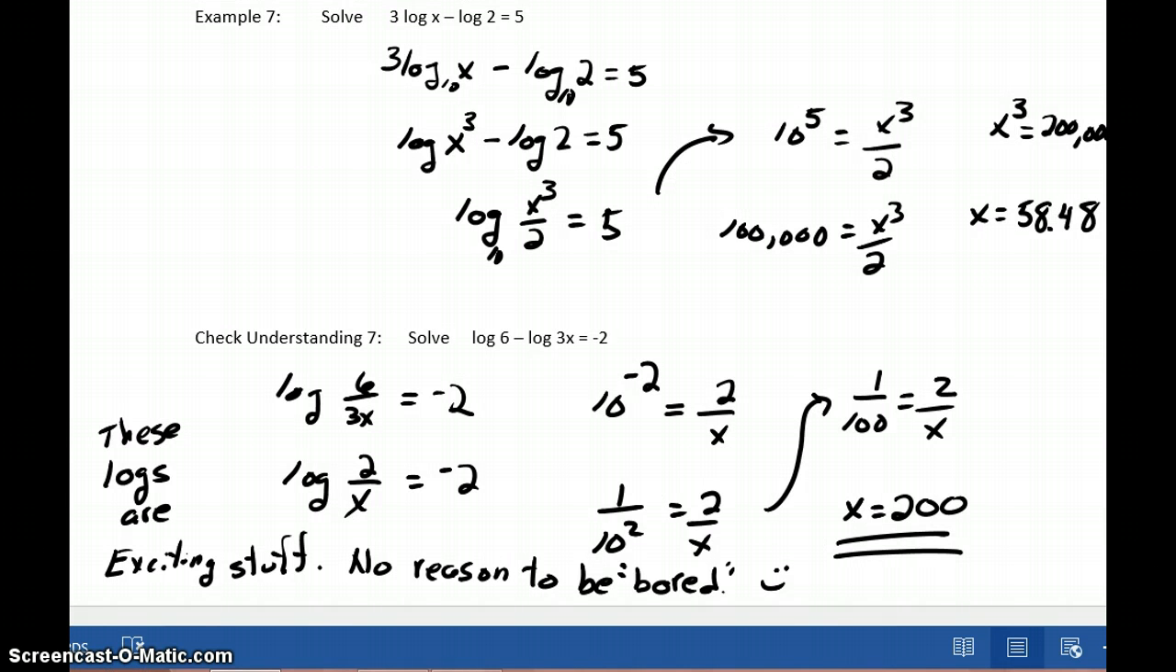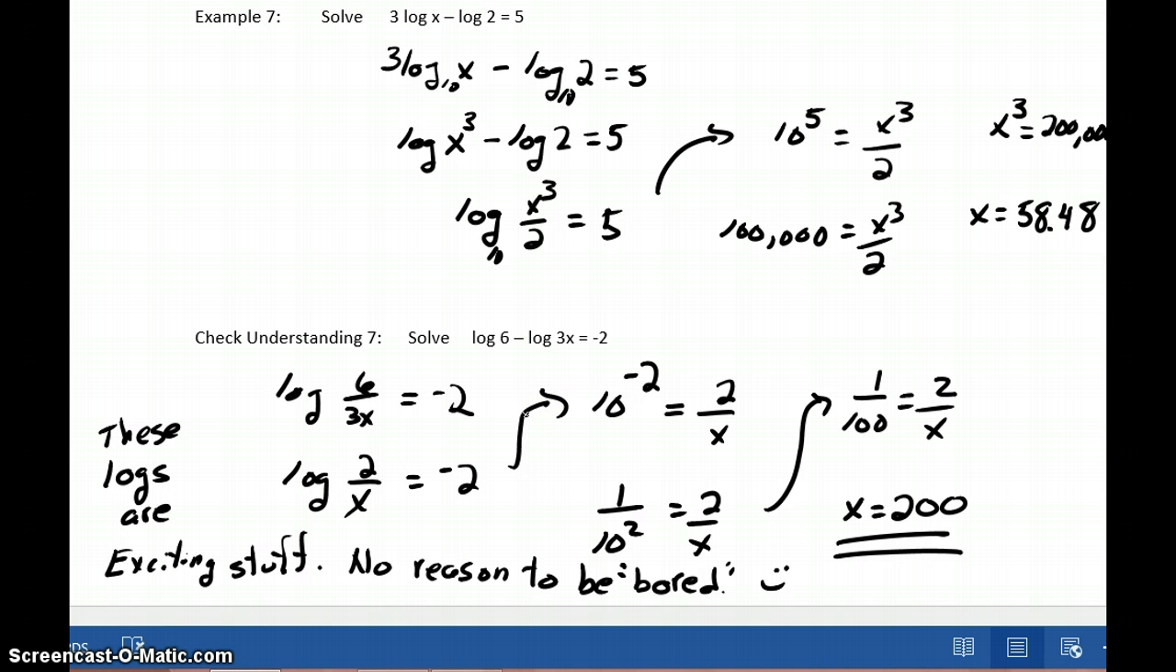Alright, check understanding. We've got log 6 minus log 3x equals negative 2. If we work through this, the subtraction again tells me I can divide 6 over 3x. So I've got log of 6 over 3x equals negative 2. And that's just a fraction, so 6 over 3x is really just 2 over x if I simplify 6/3. Now I'm going to change that into its exponential form. 10 to the negative 2 equals 2 over x. I'm simply going from its logarithmic form to its exponential form.